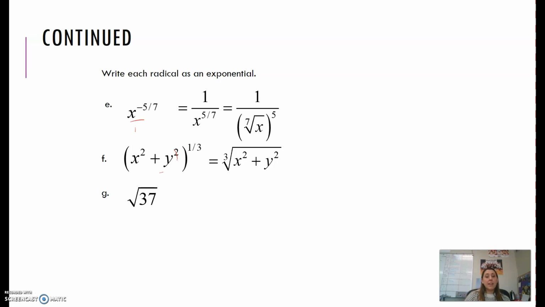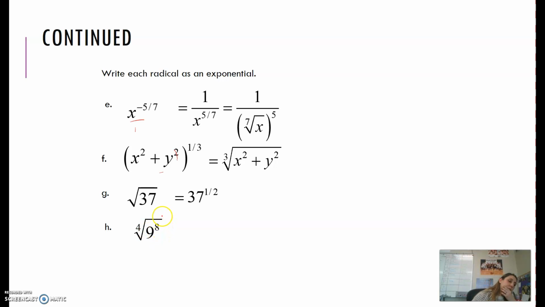All right, now we're going to go from radical form to exponential form. So what power would be the square root? Well, it would be 37 to the 1/2. See, we're just working our way backwards. And then this one, I would rewrite it as 9 to the 8 over 4.